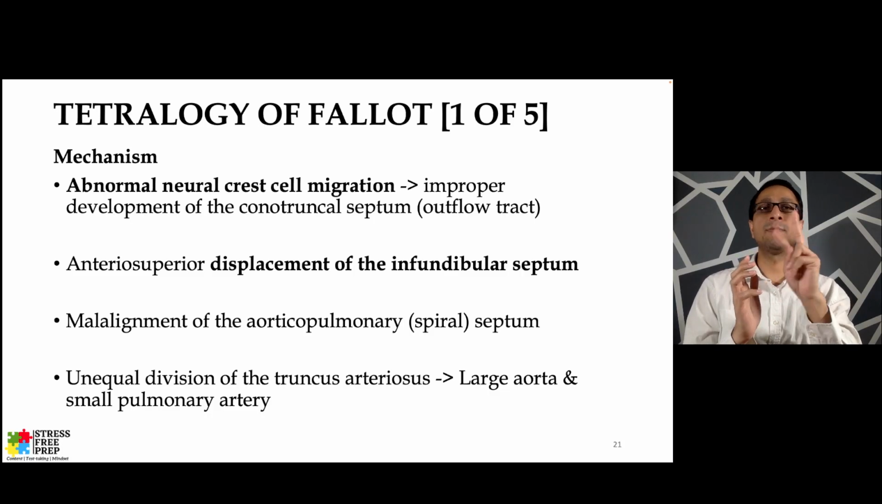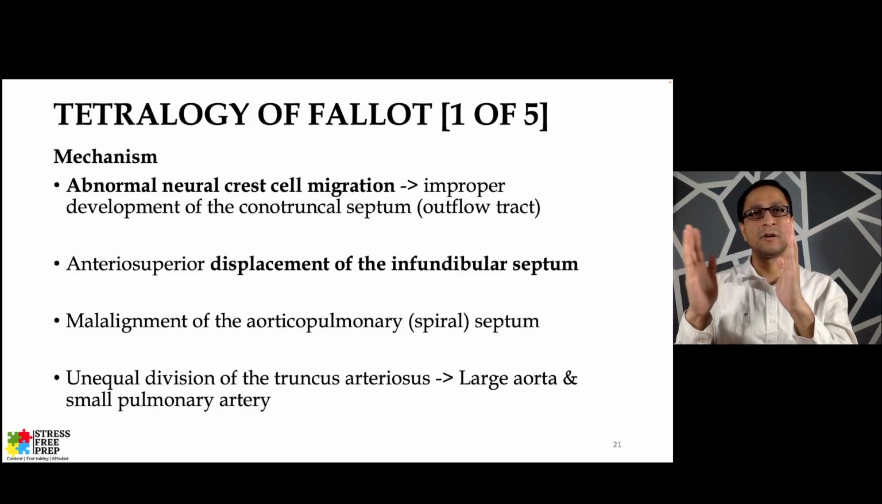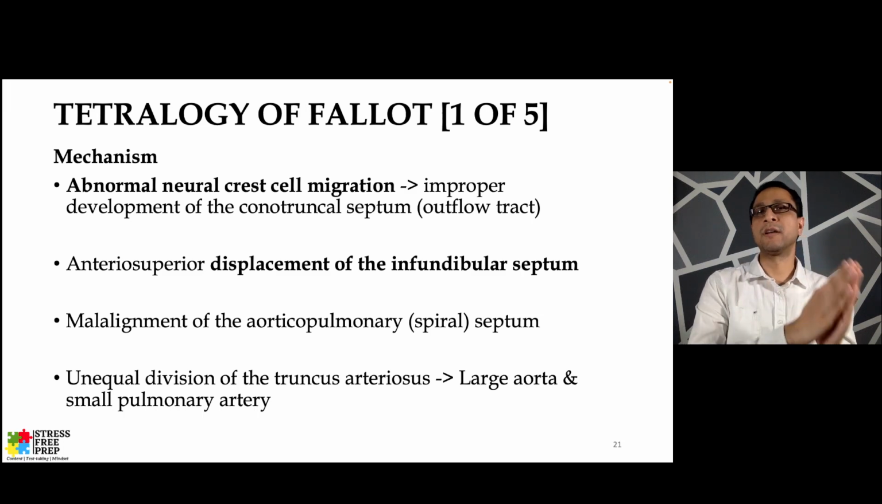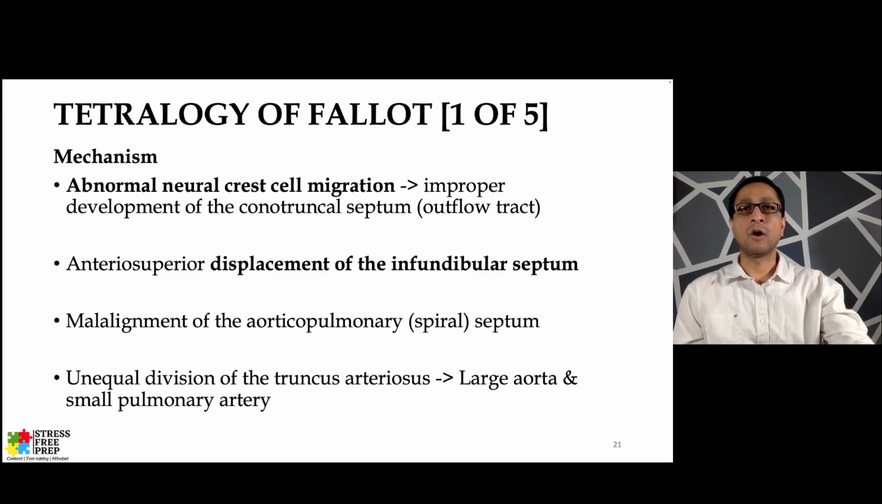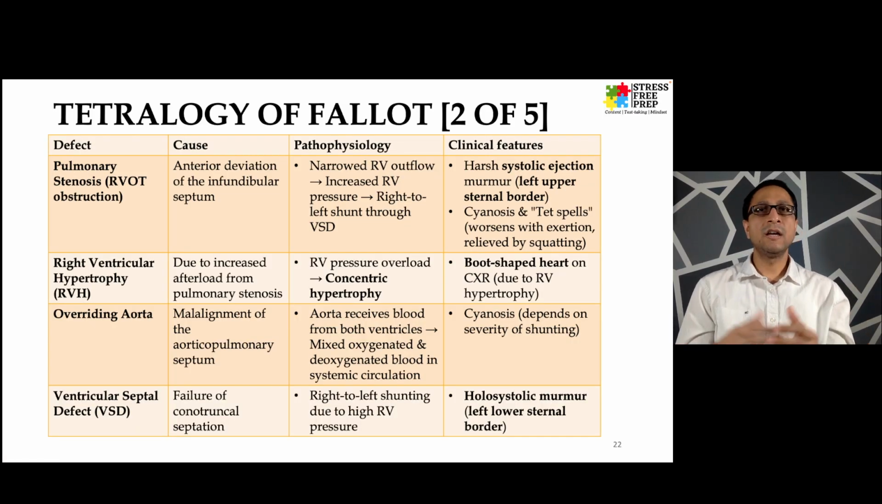This is the same thing that spirals as well, right? So it causes malalignment. What that does is we now have an unequal division of the truncus arteriosus. Truncus arteriosus is through which the aorta comes out and the pulmonary artery comes out. What ends up happening is the aorta has a larger diameter versus a smaller pulmonary artery, right? Now, because the pulmonary artery is on the smaller side, if we continue our talk, well, actually, let me take a step back.